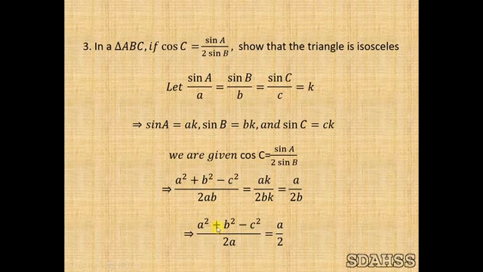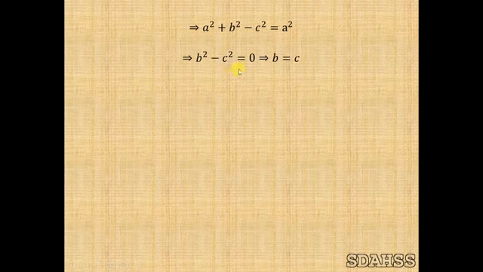Then A square plus B square minus C square divided by 2AB is equal to A by 2B. A cancels, then 2 also cancels. Then cross multiply. So you have A square plus B square minus C square is equal to A square. Now A square cancels. So you have B square minus C square is equal to 0. You bring the C square to the other side, it becomes positive. So B square is equal to C square. Taking square root on both sides, you have B is equal to C. So therefore the triangle ABC is isosceles. Triangle ABC is isosceles.